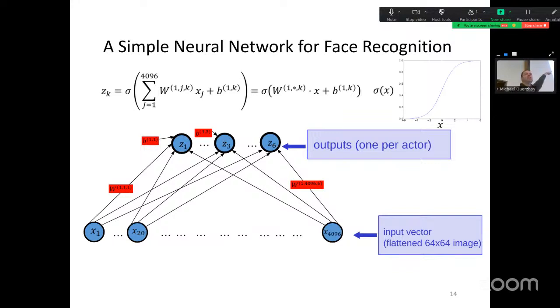No, the B's are connected to the Z's. So think about it in terms of this formula. When we're computing Zk, we have this sum of X's, and then we add the corresponding B.